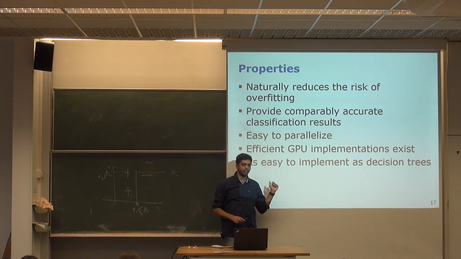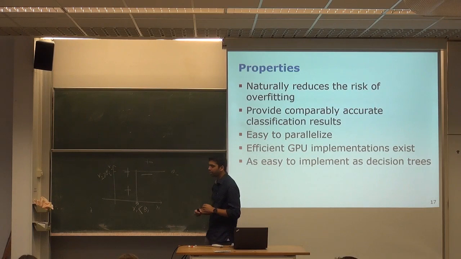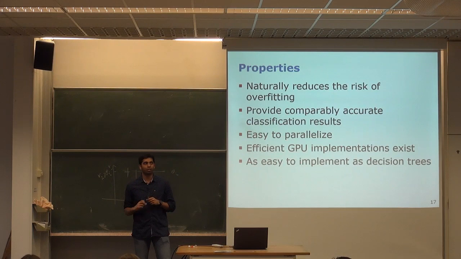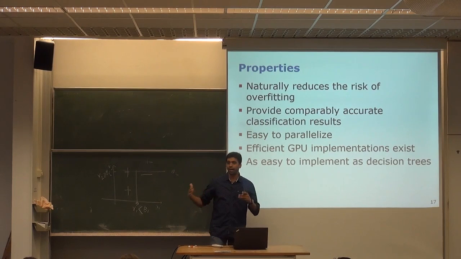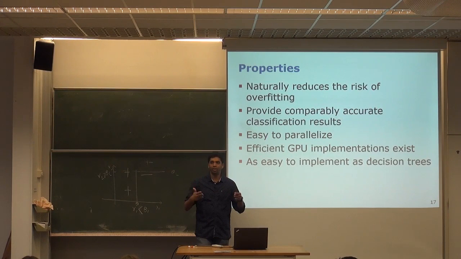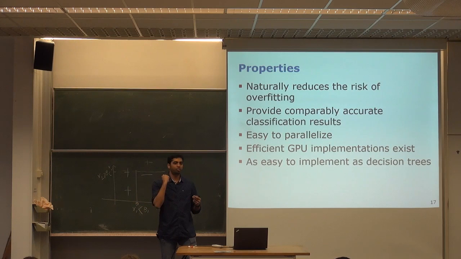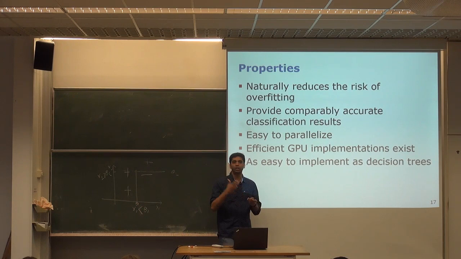Okay. So I was talking about the properties of this random forest. In addition to naturally accounting for overfitting by subsampling the data sets, the other advantage is that it's easy to parallelize. If you think of it, each decision tree, after it's being trained, or even during training, is independent of every other tree, right? So if you have a computer with multiple cores or even a GPU, you could just ask each core to do one of these calculations. And so you gain in terms of parallelization.